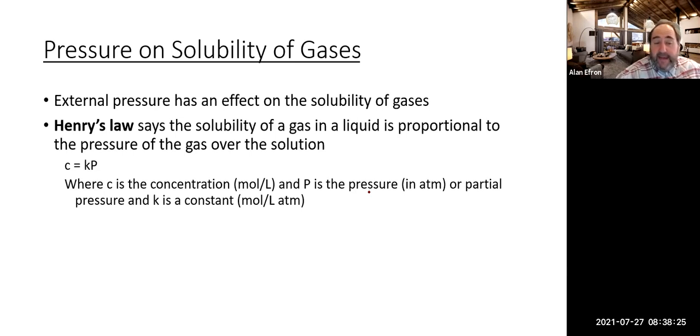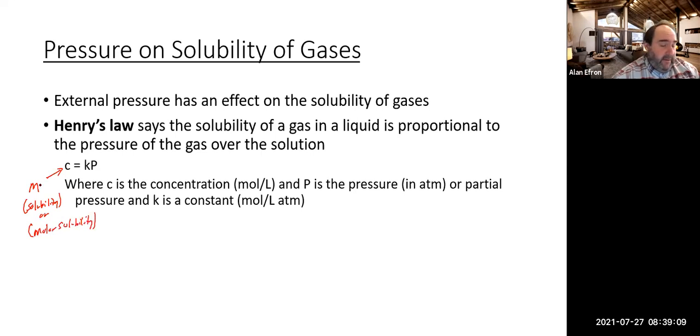All right, so in terms of gases and solubility, pressure obviously plays an important role. External pressure has an effect on the solubility of a gas. A relationship between the pressure of a gas over a liquid and the concentration is Henry's law. Henry's law says that the solubility of a gas is proportional to the pressure of the gas over the solution. And a couple of things here. This is really concentration or molarity, or sometimes it's referred to as the solubility or molar solubility a lot of times.